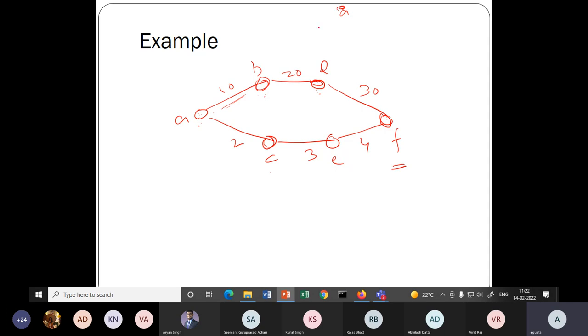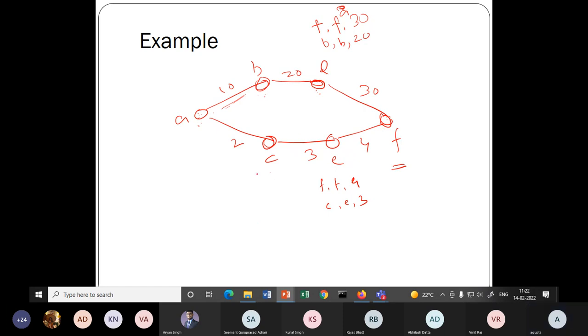So D will basically know that F is directly connected to it with a link of 30. B is directly connected to it with a cost of 20. E will know F is directly connected to it with a cost of 4. C is directly connected to E with a cost of 3. Because F is just sending a pure hello message basically.